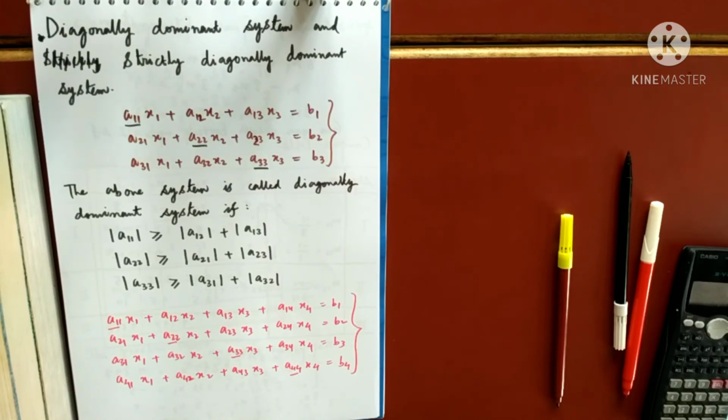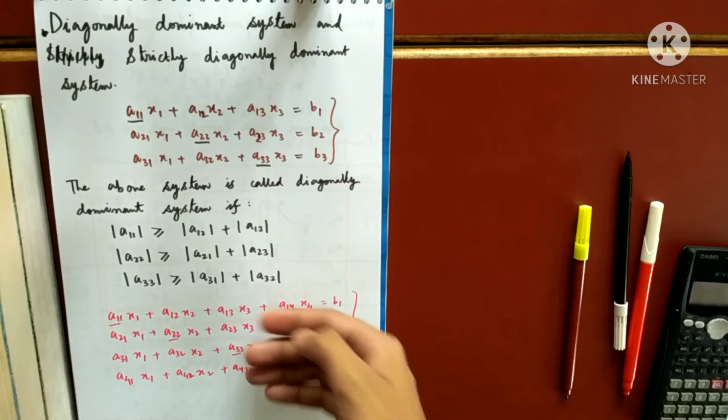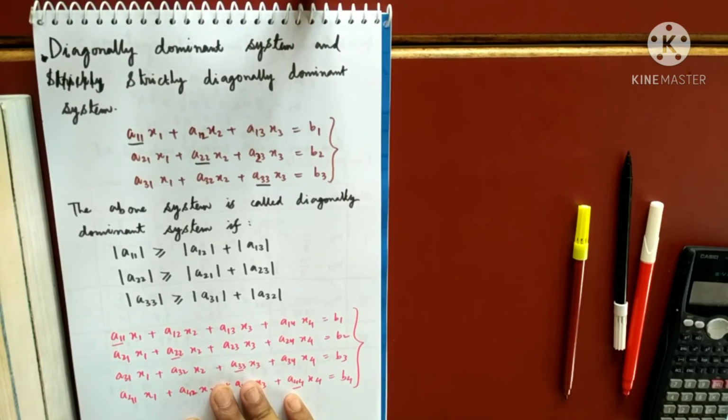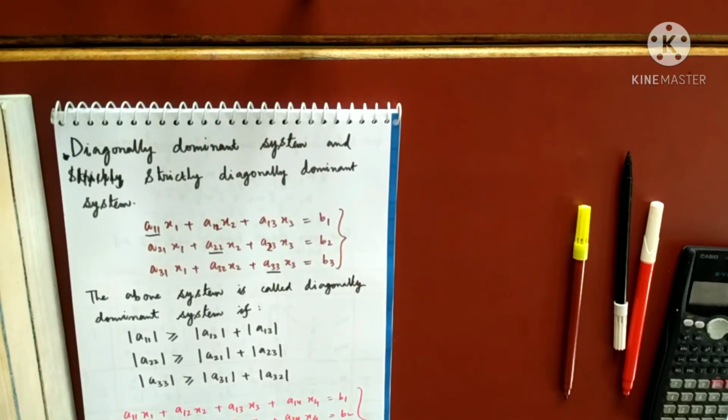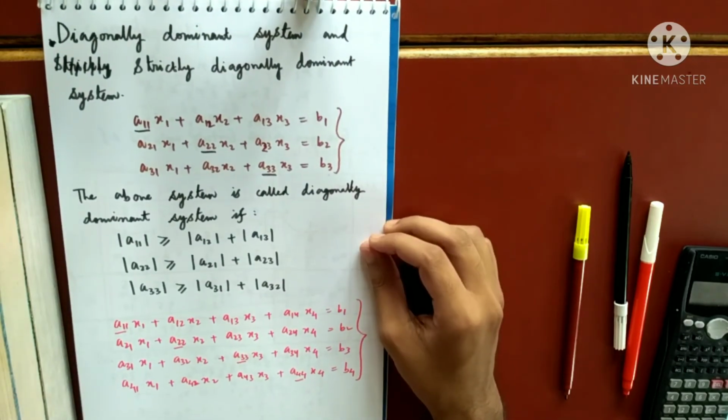Now did you understand? I'm not writing here because it will take a lot of time, but remember the 4 conditions which I told you must be satisfied. Here only 3 conditions must be satisfied. And if any one condition fails, I will not call that system a diagonally dominant system. Okay?